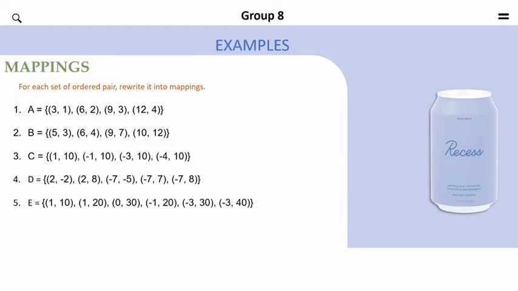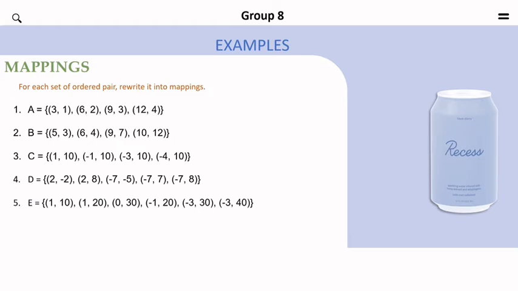Number 3. C is equal to 1 and 10, negative 1 and 10, negative 3 and 10, and negative 4 and 10. Number 4. D is equal to 2 and negative 2, 2 and 8, negative 7 and negative 5, negative 7 and 7, negative 7 and 8. Number 5. E is equal to 1 and 10, 1 and 20, 0 and 30, negative 1 and 20, negative 3 and 30, and negative 3 and 40.